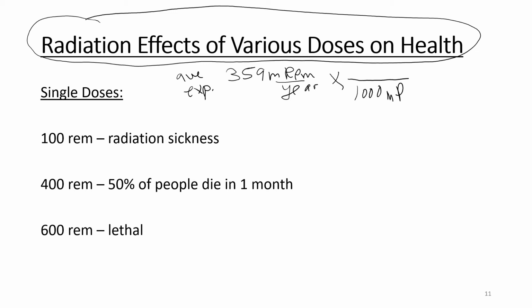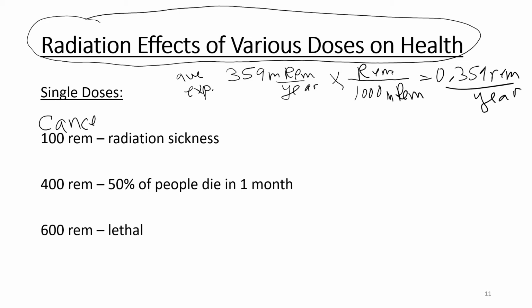Okay, so a millirem is 1/1000th of a rem. So if we divide by 1,000, we get 0.359 rem per year is on average what we're exposed to. So if somebody had cancer and they were going in for treatment, they may be exposed to about 100 rem. So I wanted to do a comparison here, in a one-time shot: 0.35 rem per year versus 100 rem per dosage. So that high quantity is what you're using to treat cancer.